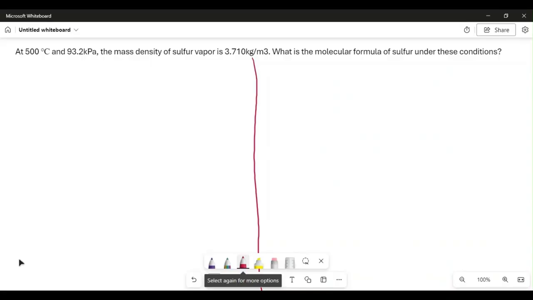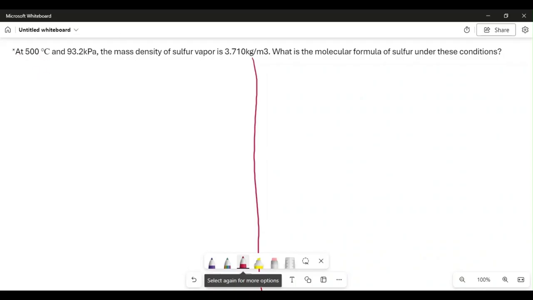Today we're going to be working on the question on the screen that says, at 500 degrees Celsius and 93.2 kilopascal, the mass density of sulfur vapor is 3.710 kilogram per meter cubed. What is the molecular formula of sulfur under these conditions?